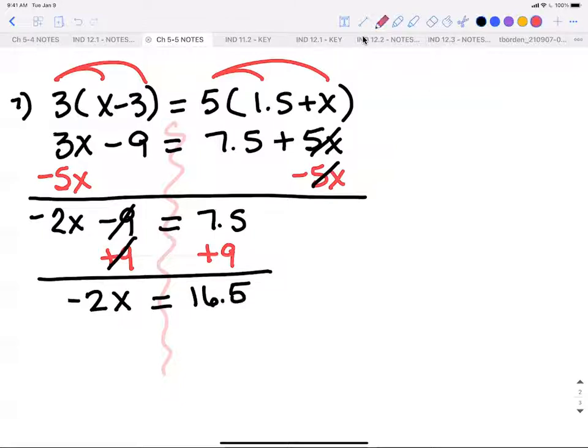And then my last step is always dividing off that coefficient, or the number attached to the variable, which is a -2 here. And again, right? Don't make your life harder. Those cancel out. X equals, put it in your calculator.